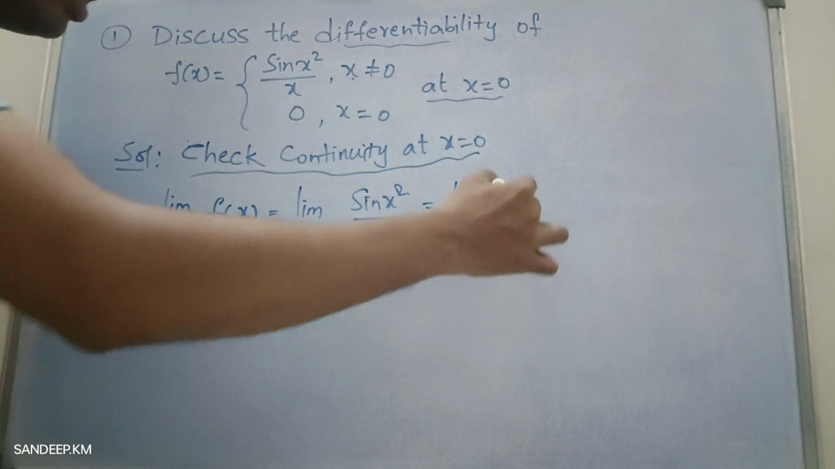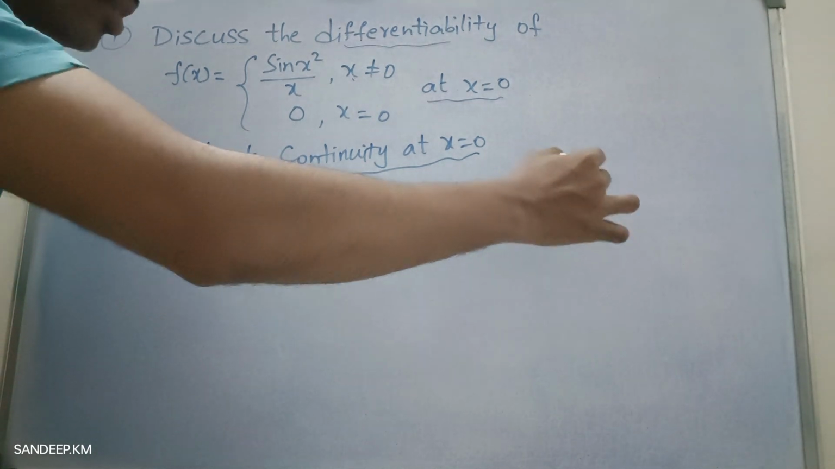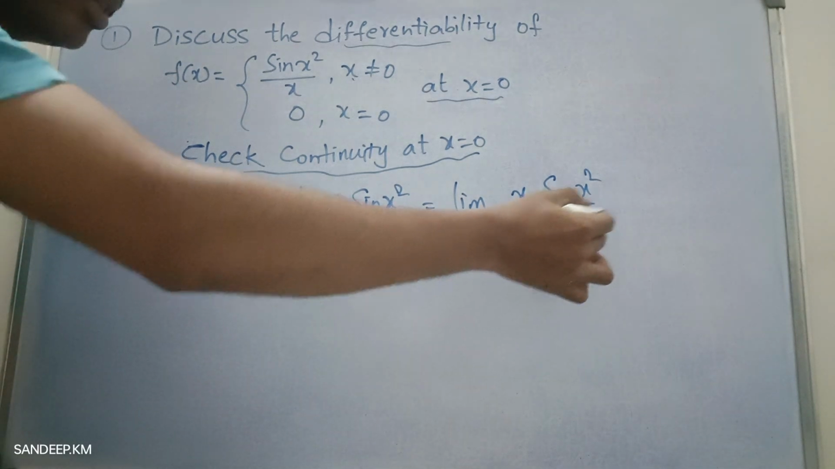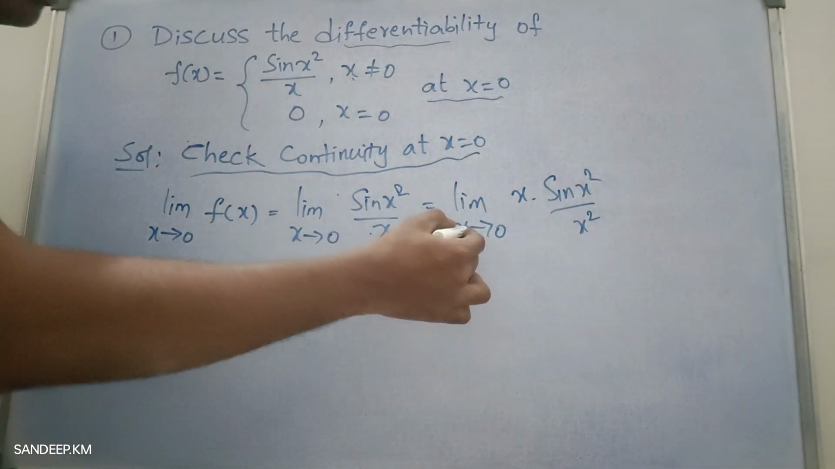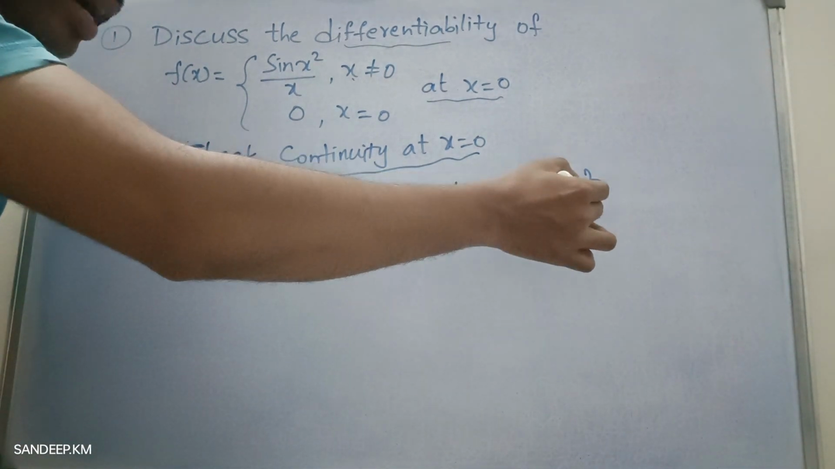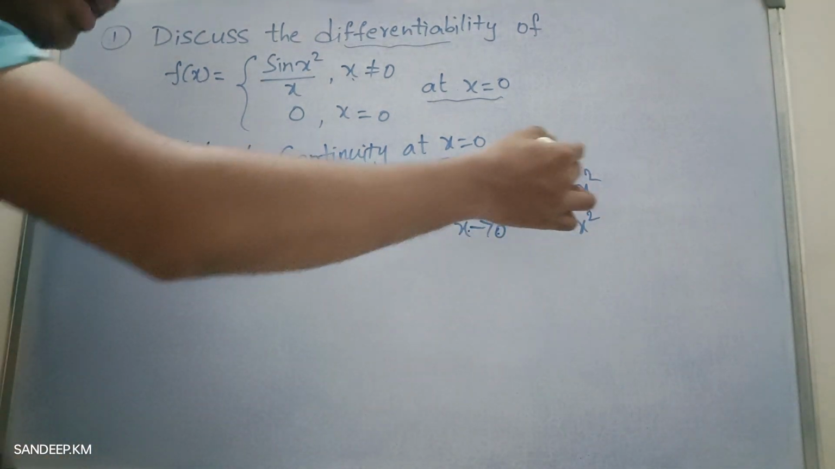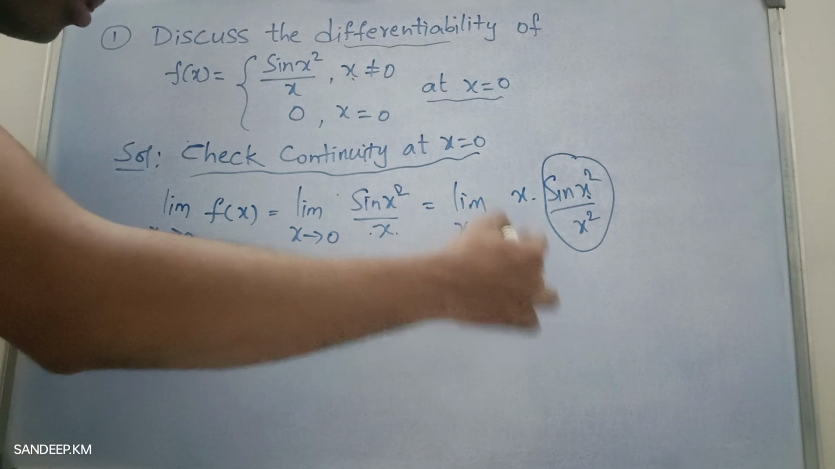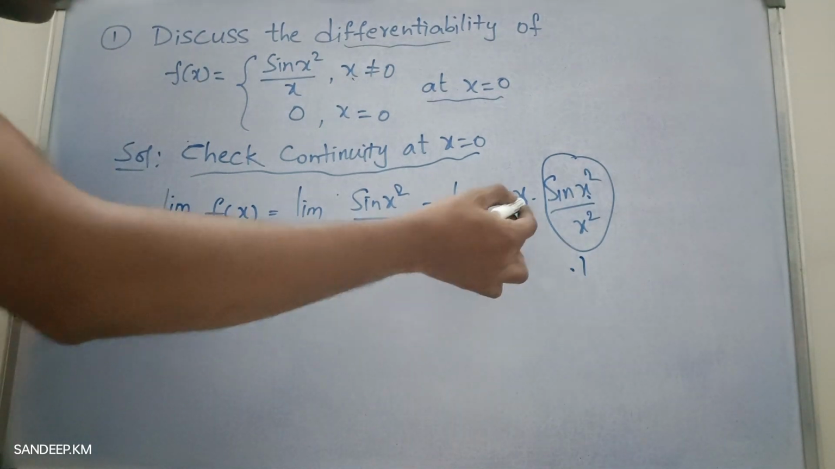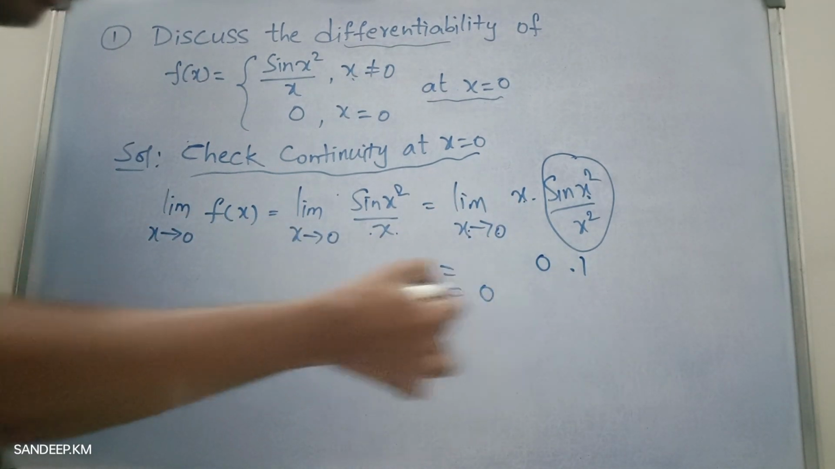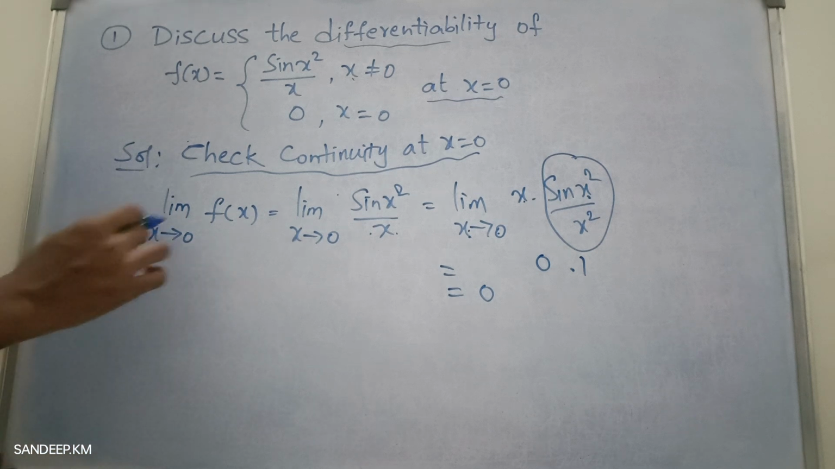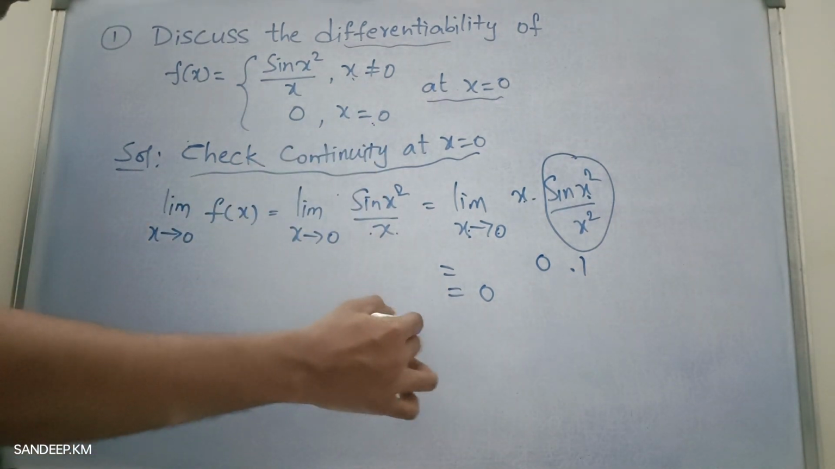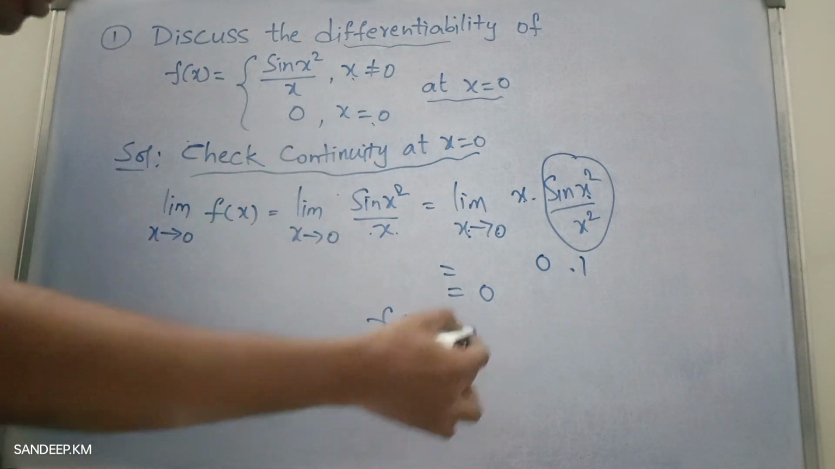Limit x approaches 0, x into sin x square divided by x into x, so this becomes x square. When x is approaching 0, even x square is also approaching 0. So the limiting value of sin x square by x square is 1. We have learned this in limits. So 1 into, here you can substitute x as 0, so 0 into 1 is 0. We got the limiting value of the function as 0. And what is the value of the function, f of 0? When input is 0, the output is also 0.